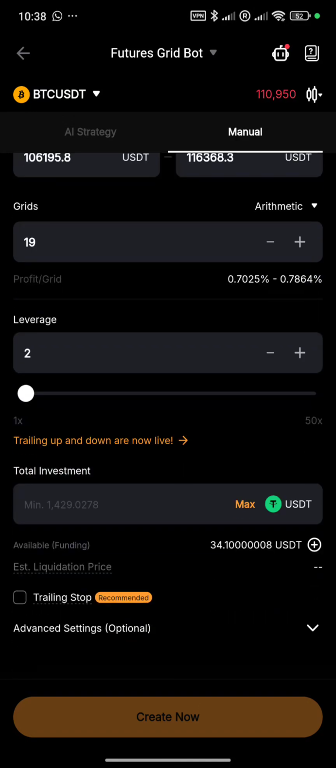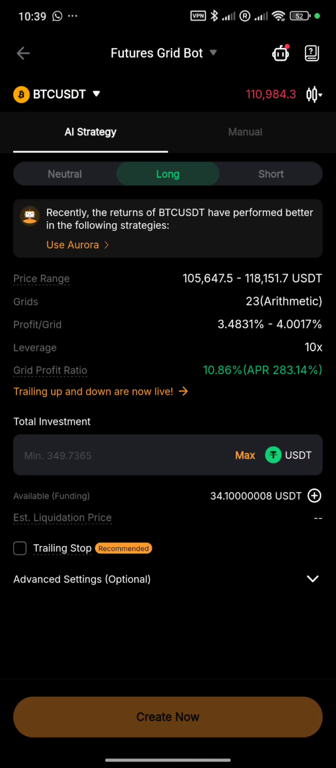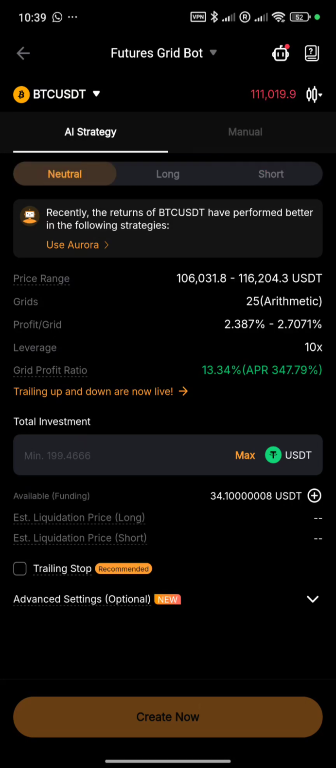If you choose long, same thing. But that's for manual. We advise that, like I said, if you don't want to stress yourself, just go to AI strategy. Once you choose the AI strategy, you have to choose between neutral, long, and short, depending on which direction you want to go. So that is also the logic of having an idea of whether you are in a bull market or a bear market. Just a general idea of the market really helps here.